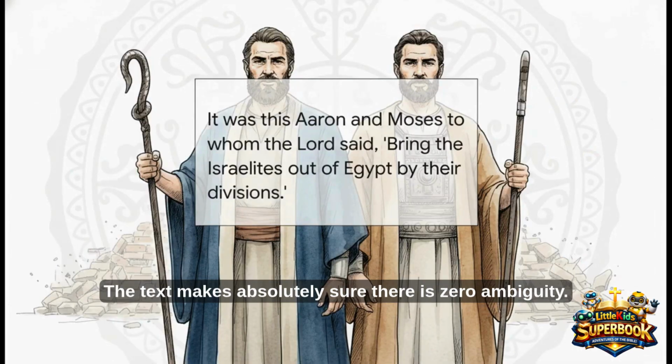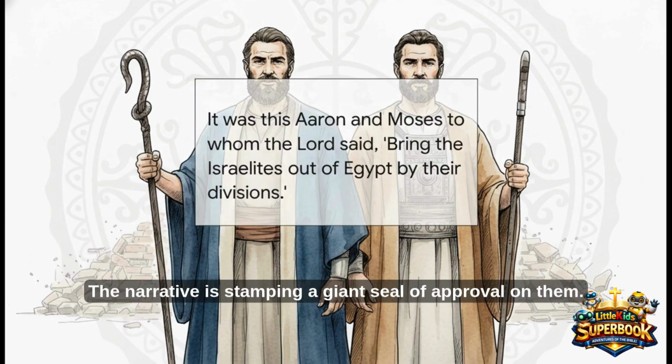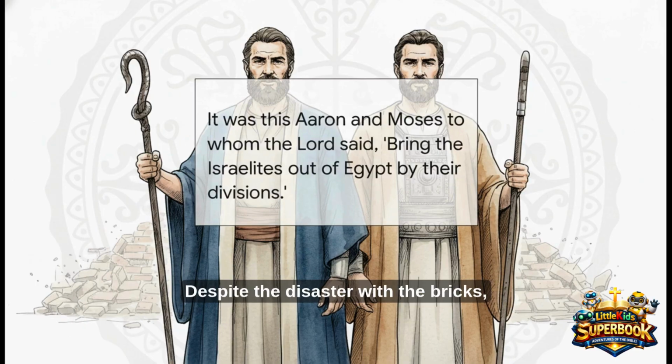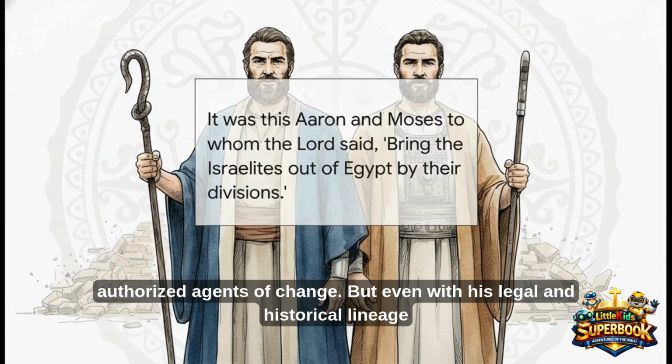The text makes absolutely sure there is zero ambiguity for the reader. You can hear the repetition of identity. It was this Aaron and Moses. The narrative is stamping a giant seal of approval on them. Despite the disaster with the bricks, despite the broken morale of the slaves, this specific Moses and Aaron, with this specific lineage, are the undisputed authorized agents of change.